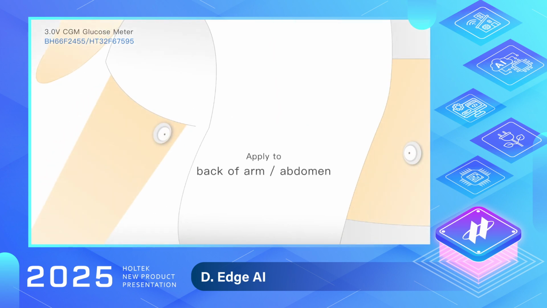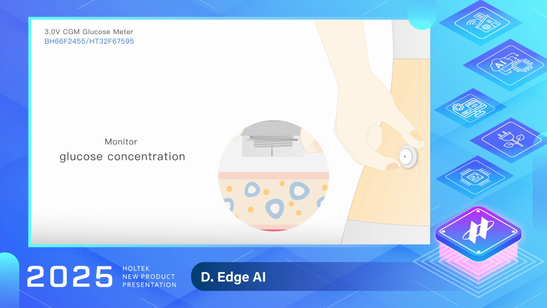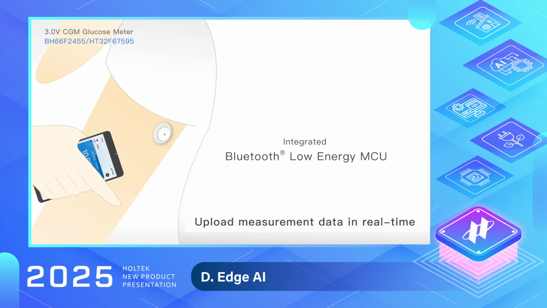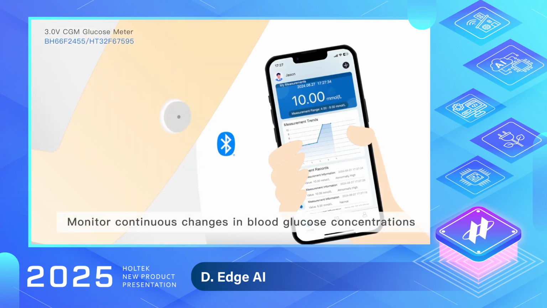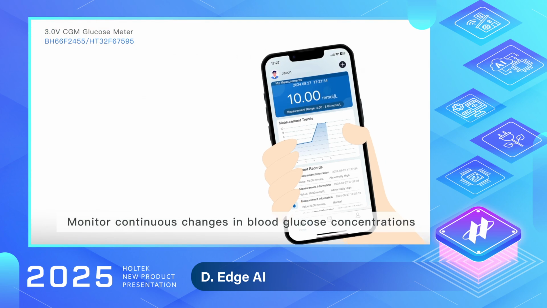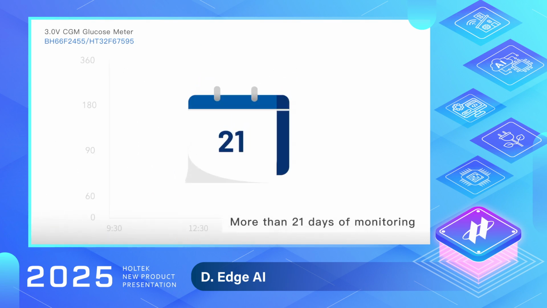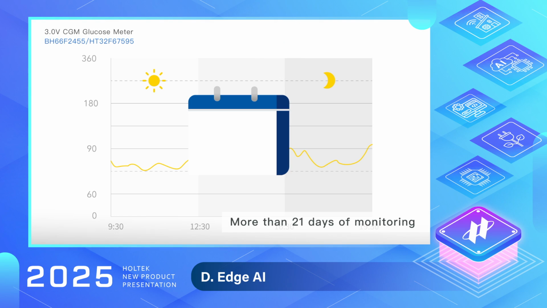Apply the blood glucose meter to the back of your arm or to your abdomen, so that the soft needle on the meter can monitor the glucose concentration. Then the Bluetooth Low Energy MCU integrated in the blood glucose meter will transmit the data to the app. As the number of measurements increases, the data will show the ups and downs of blood glucose in the form of a graph, reflecting the continuous changes in the user's blood glucose concentration throughout a day. Each meter supports more than 21 days of monitoring once being applied to the skin, providing the user a better understanding of blood glucose changes.